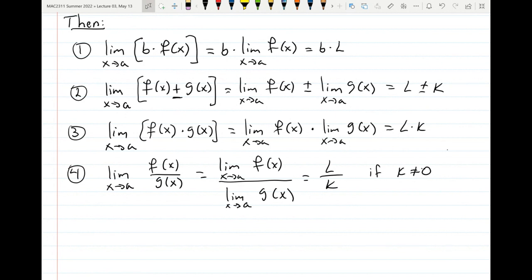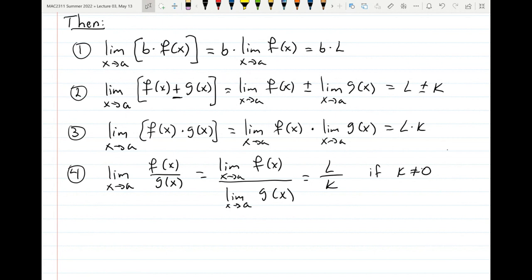If L is a number different than 0 and K is 0, what we're really saying is that K, the limit of g, is 0. In other words, the values of g are getting smaller and smaller every single time as you approach a. So you're not really dividing by 0. It's just that you're dividing by values that are very, very small.